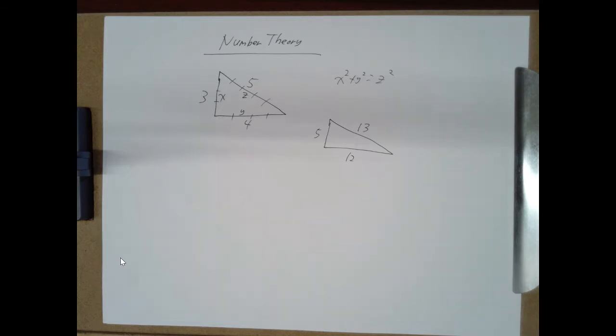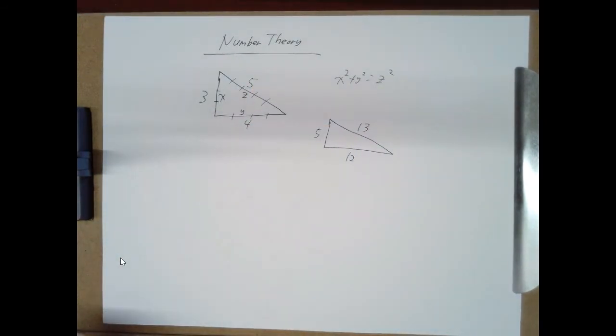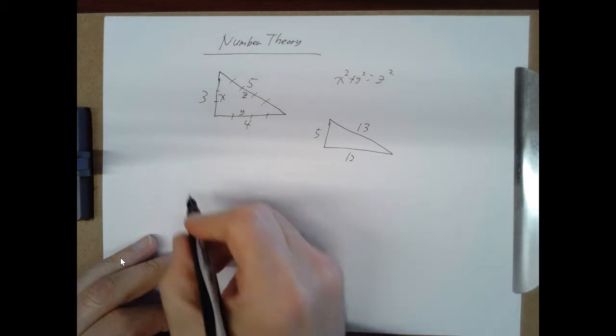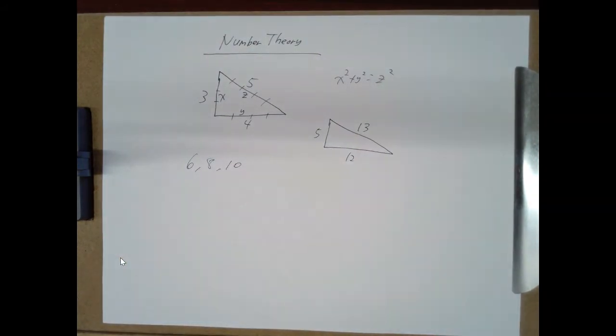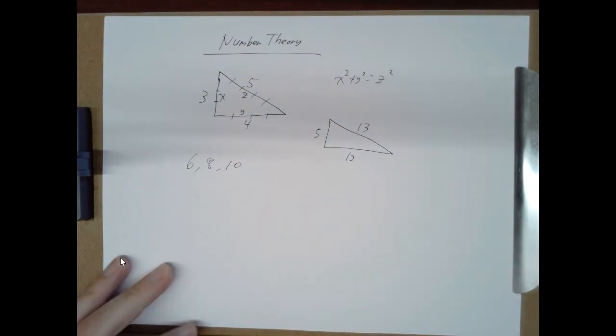So the question comes up, is there a way to describe all the triangles where the sides are whole numbers? Is there a way to categorize those? And one way to get more triangles, if 3, 4, 5 is a Pythagorean triangle, so is 6, 8, 10. Because if you multiply each side by 2, then when you square it, you multiply by 4, and this just becomes 4x squared plus 4y squared equals 4z squared.